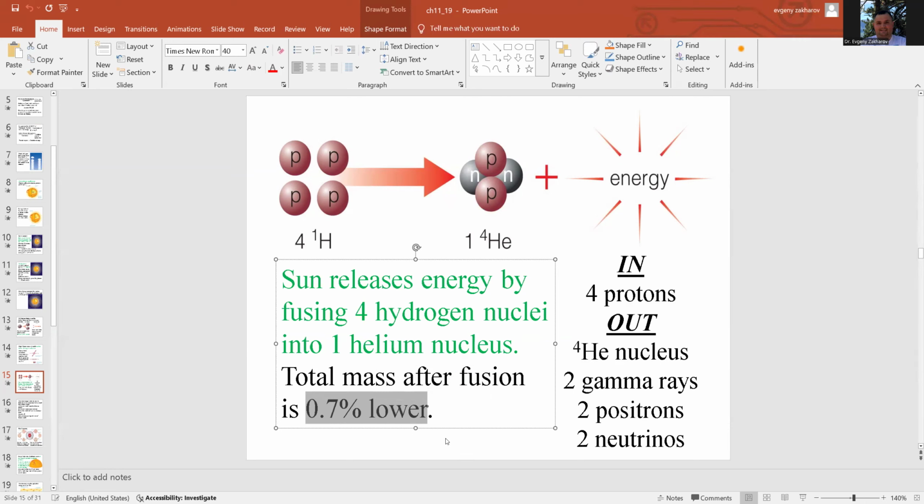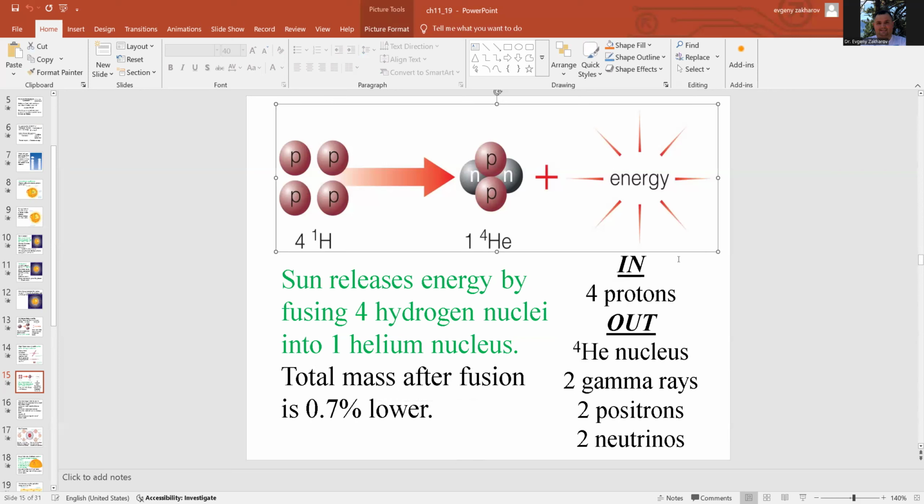But this 0.7% is what really drives the whole thing, because you have a gazillion of those reactions in a unit of time, and multiply this by a gazillion. I'm saying gazillion because it's not even a million, a billion, a trillion. It's just way more reactions than you can possibly find a number for. And you have enormous energy release, enormous energy output, which we discussed in the luminosity section.